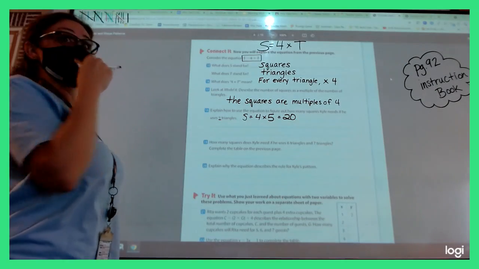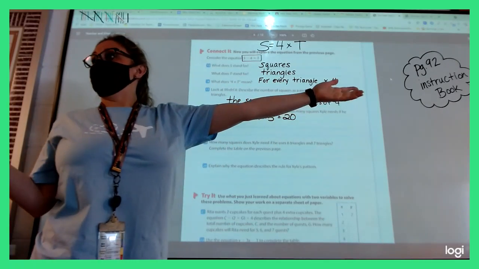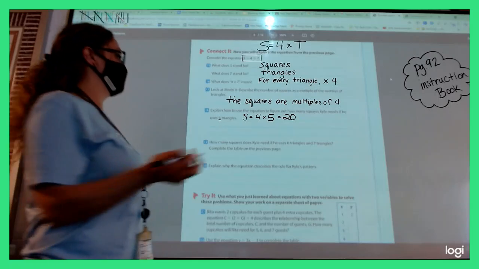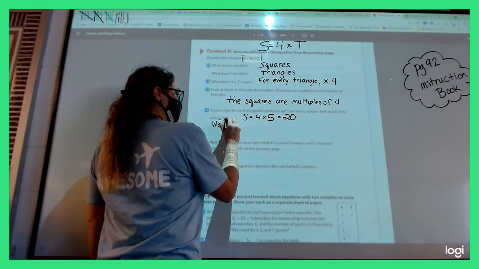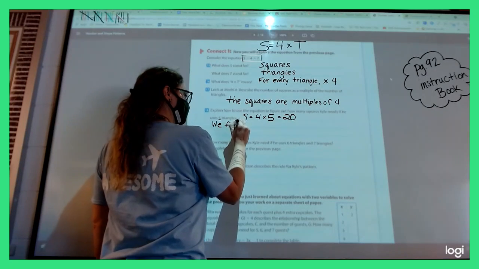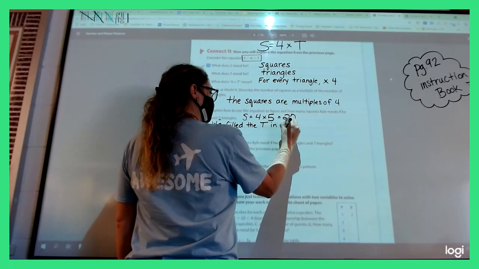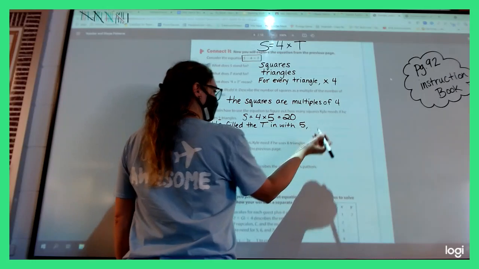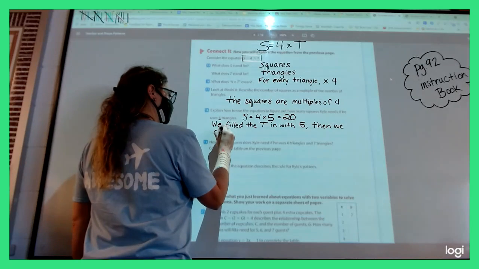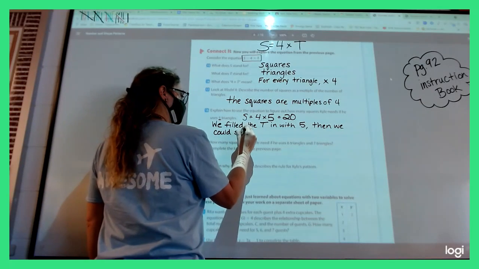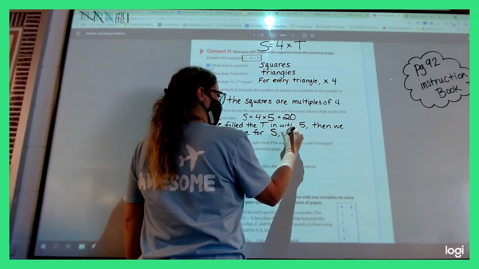So we can just explain it very simply. We can fill in T with the number of triangles we have and solve to figure out how many squares. If you have your own words you'd like to use, that's fine, or you can borrow some of mine. We filled the T in with 5, then we could solve for S, the number of squares.